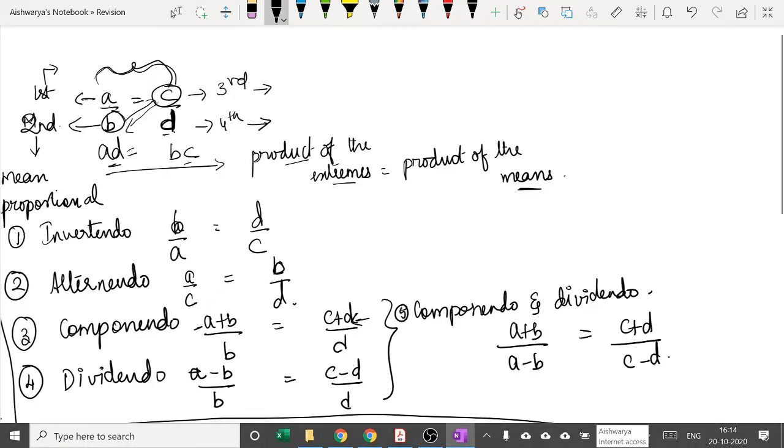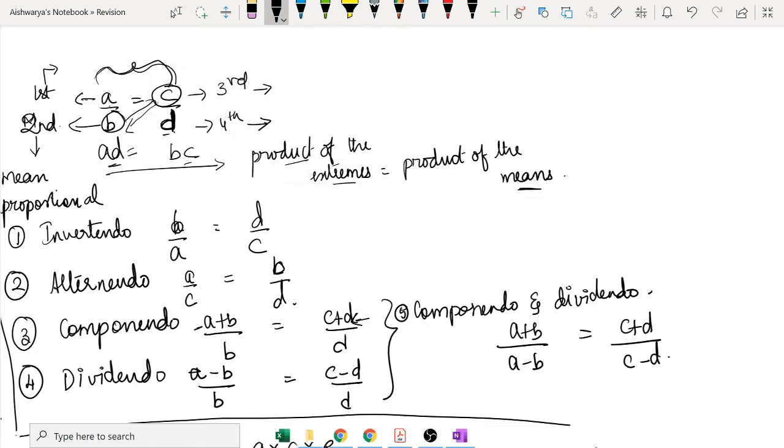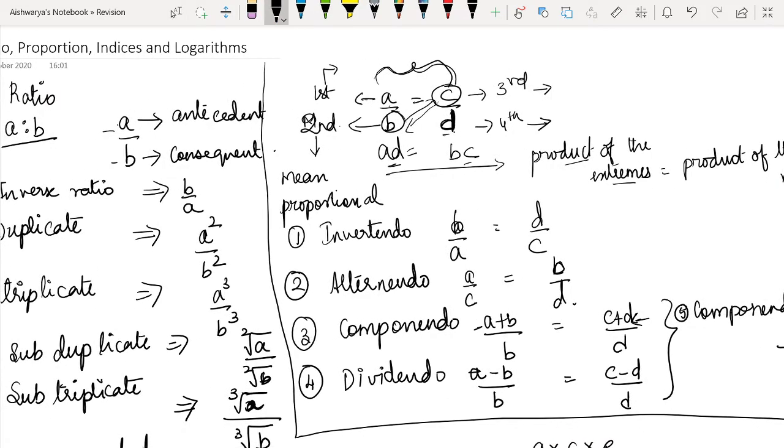No, the terms, there are four terms, no? A, B, C, D. There are four terms, okay? So here I told you the names for the first term and second term. A is called as the antecedent, B is called as consequent. Consequent, the later one, it's coming later. So it is called consequent.